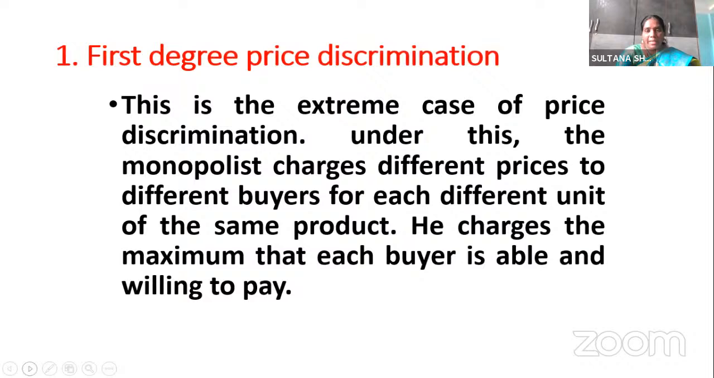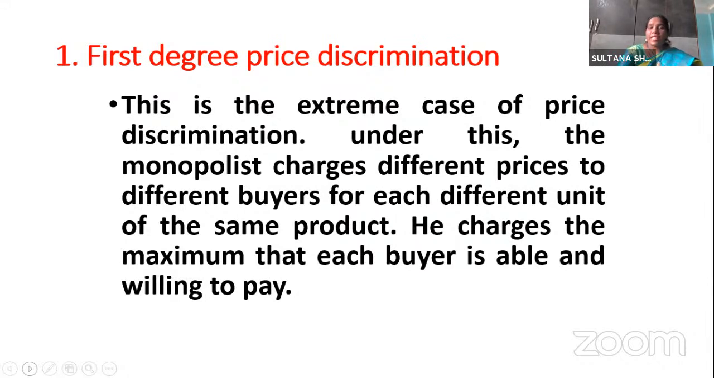Now, what is first degree price discrimination? This is the extreme case of price discrimination. Under this, the monopolist charges different prices to different buyers for each different unit of the same product. He charges the maximum that each buyer is able and willing to pay. The monopolist captures the market and fixes the highest price, the maximum he is able to get.